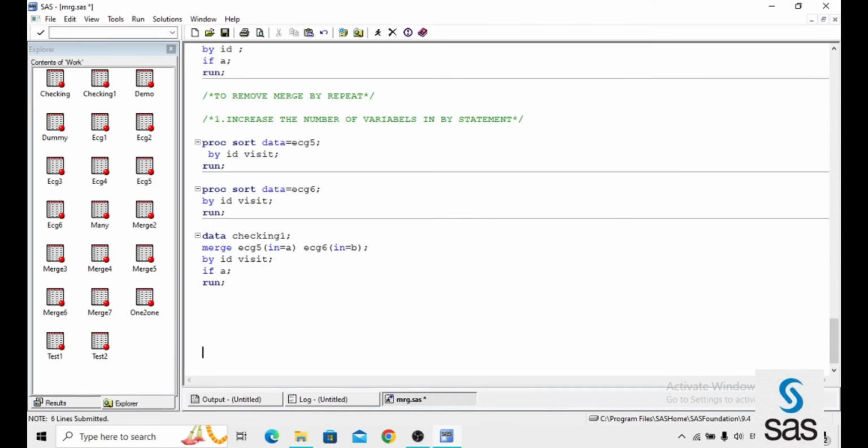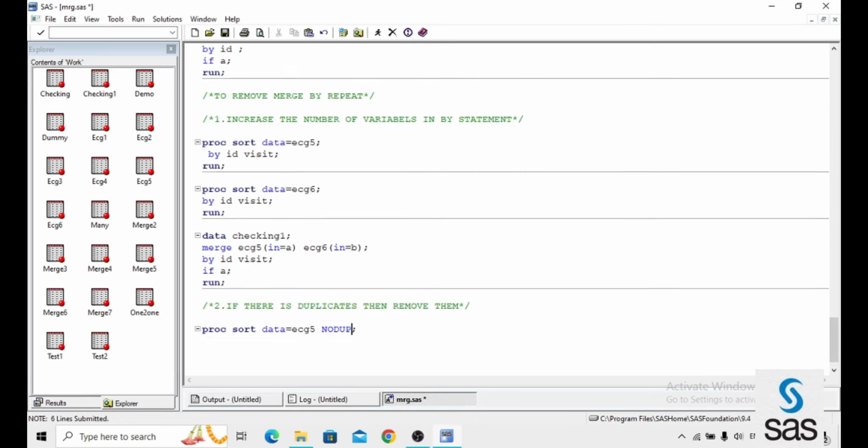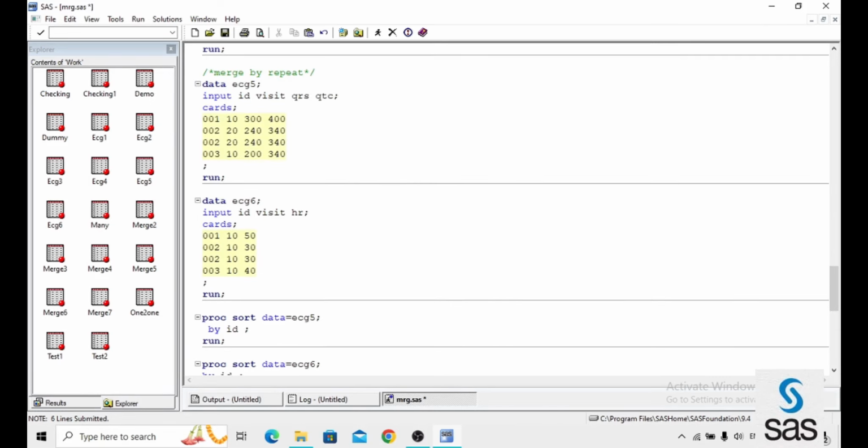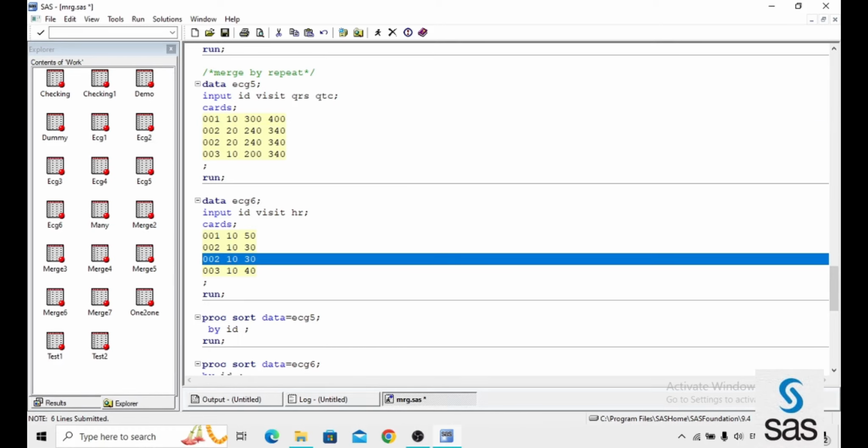And the second way is to remove the duplicates. Then how do we remove the duplicates? Already you know, just by using NODUP. In both data sets, I am removing the duplicates. Before removing the duplicates, first we have to confirm there is a duplicate observation in the data set. Observe here, this is a duplicate data set. Everything is the same, 223, 240, 320. And here is a duplicate, 210, 30.